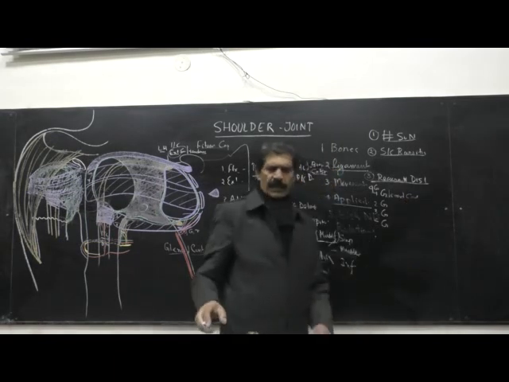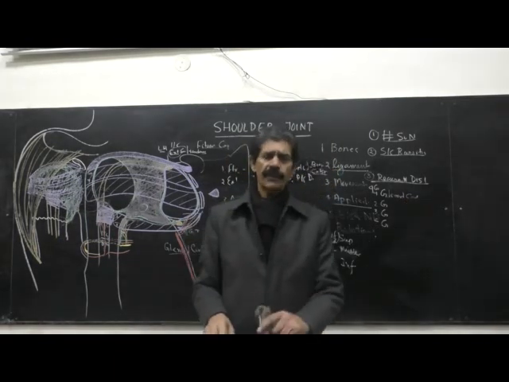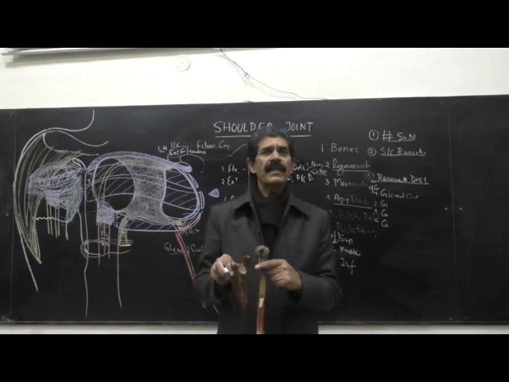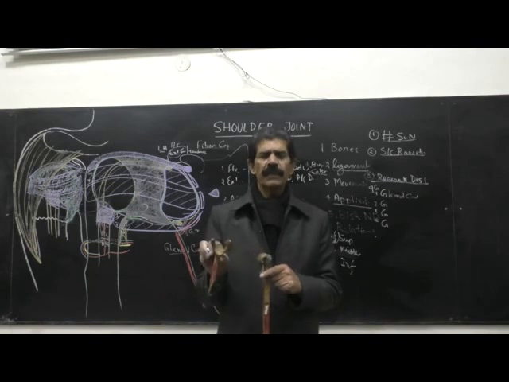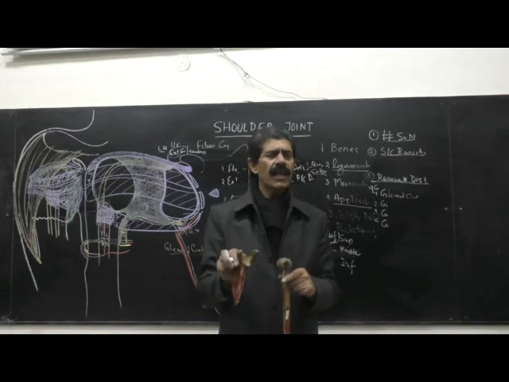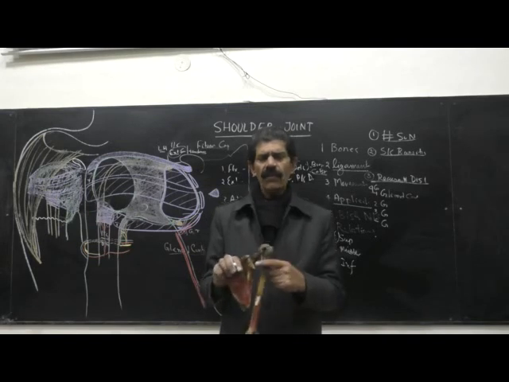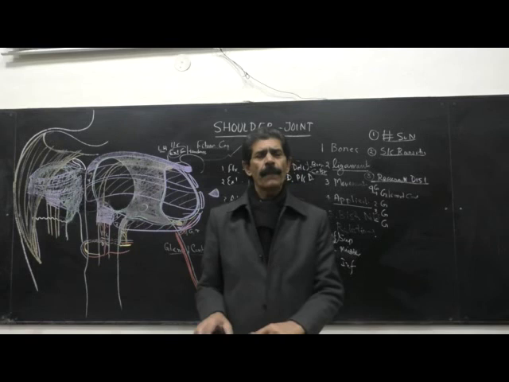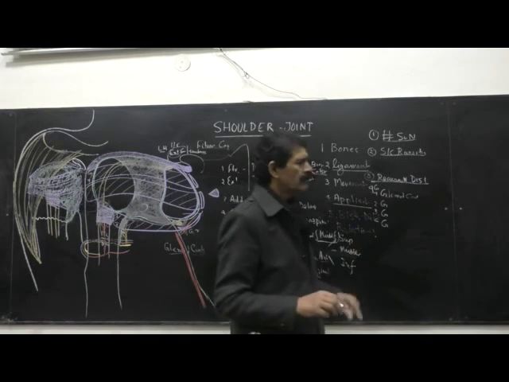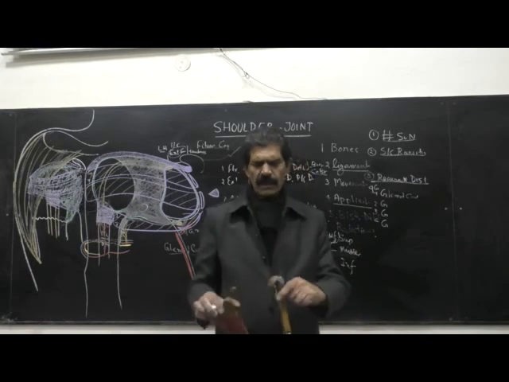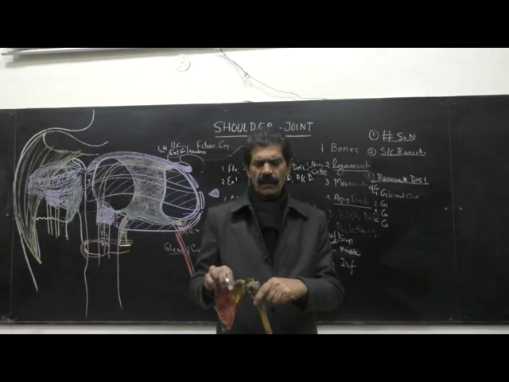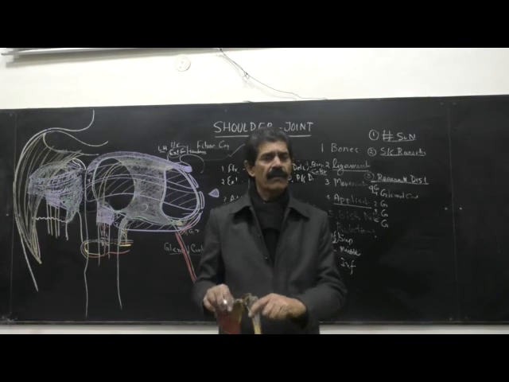As you know, compare this shoulder joint with the hip joint. There is a deep acetabulum in the hip joint, but see, the glenoid cavity is very, very shallow. And this shallow cavity will cause the dislocation, because the head of the humerus is not gripping into the glenoid cavity.